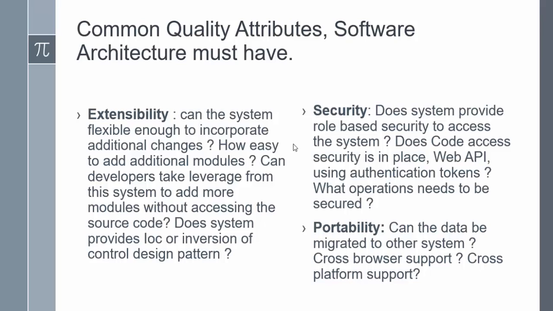So this is also another important attribute which we need to consider whenever we are designing the architecture of the software. So these were some of the quality attributes. Then comes the software architectural patterns.